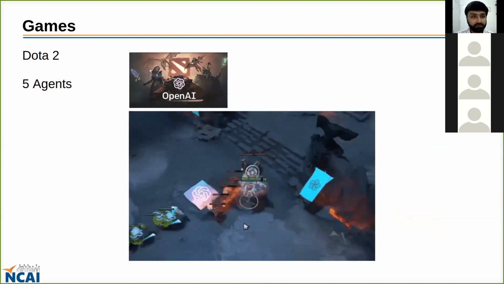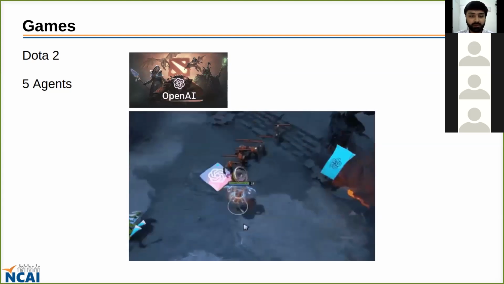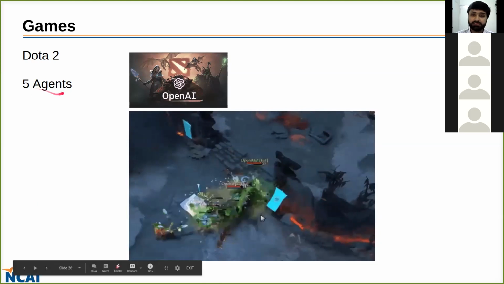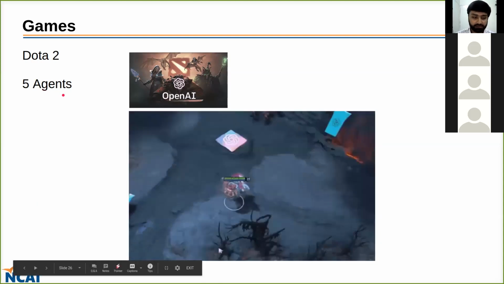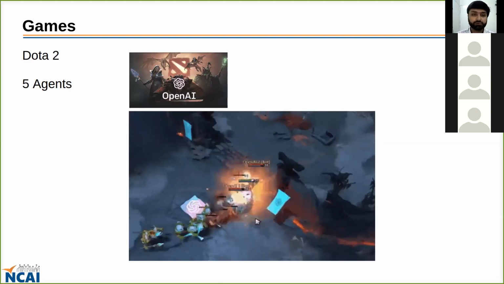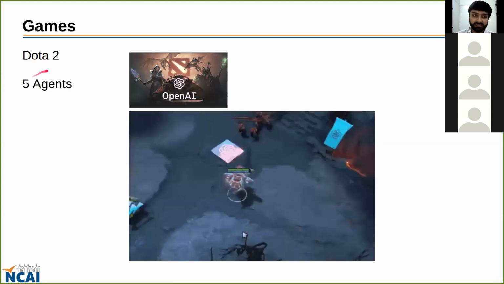Expanding a bit more on the computer game side, Dota 2 is quite a complicated game. But the main thing here is that there are 5 agents working in cooperation rather than 1 agent. What this means is that it's a multi-agent problem, and reinforcement learning is able to optimize with this type of setting as well.